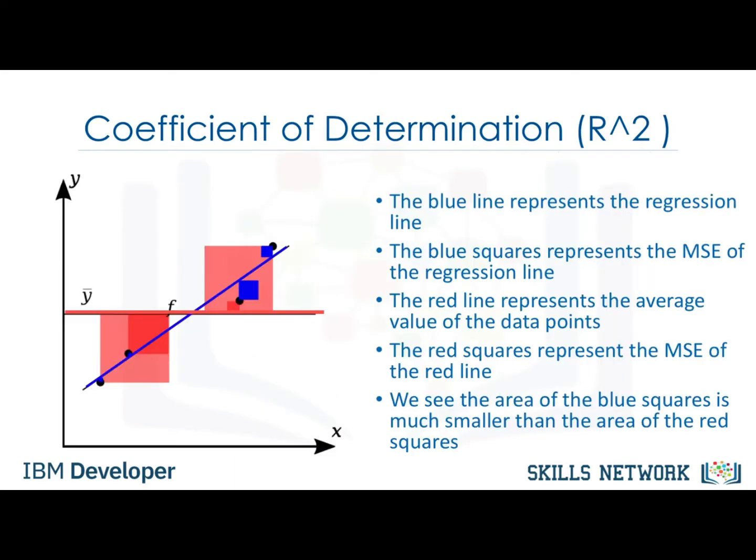Let's look at a case where the line provides a relatively good fit. The blue line represents the regression line. The blue squares represent the MSE of the regression line. The red line represents the average value of the data points. The red squares represent the MSE of the red line. We see the area of the blue squares is much smaller than the area of the red squares.